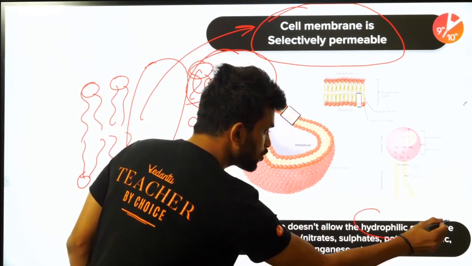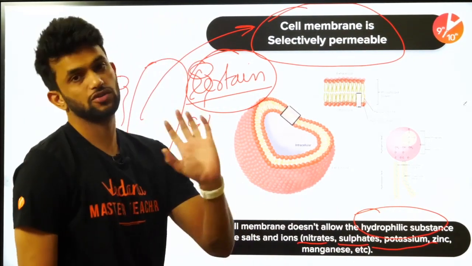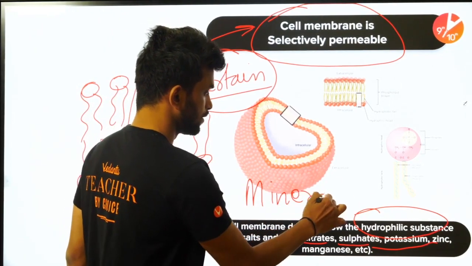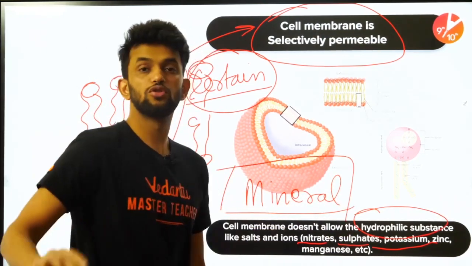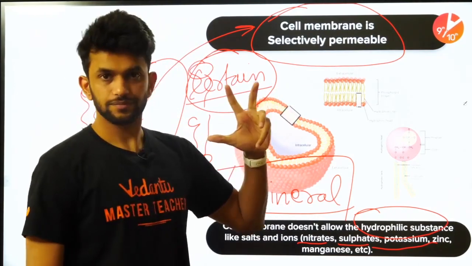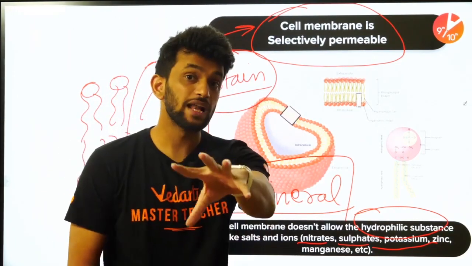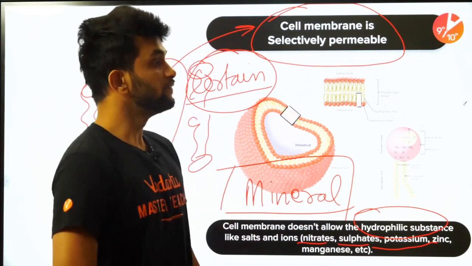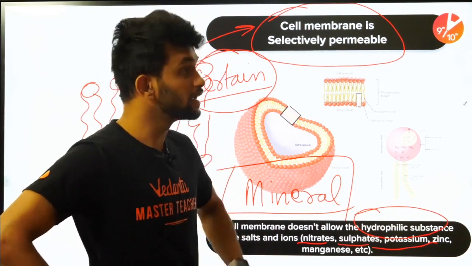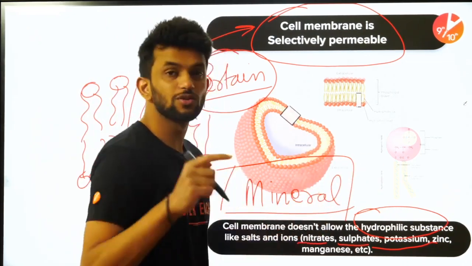But it does not allow hydrophilic substances like nitrate, sulfates, potassium, zinc, etc. to pass through. That means it does not allow minerals to pass through it. We said, okay, what is this? But it allows water to pass through it, but it does not allow minerals. But we say roots help in absorption of water and minerals. What do we say? We say the roots help in absorption of water and minerals. Then how is this happening? That is what we are going to study today.